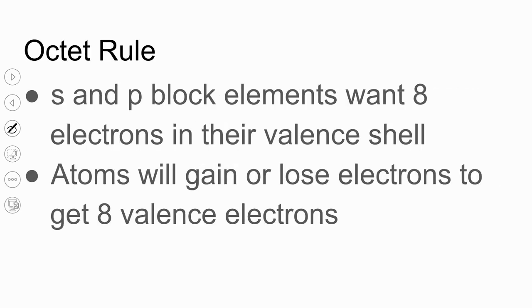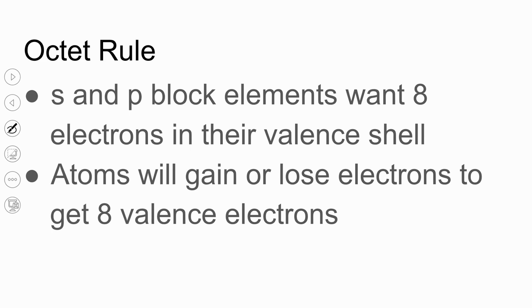Hopefully that's pretty straightforward. All right, so the octet rule is that the S and P block elements want to fill their outer valence shell with 8 electrons. So octet, that's where the 8 comes from. And atoms are going to gain or lose electrons until they get that ideal 8 electrons. If you have 8 electrons in your outermost orbital, that's a lower energy level, and that's a trend in chemistry. If it has a lower energy, that's going to be more favorable, and it'll try to get to 8 electrons.